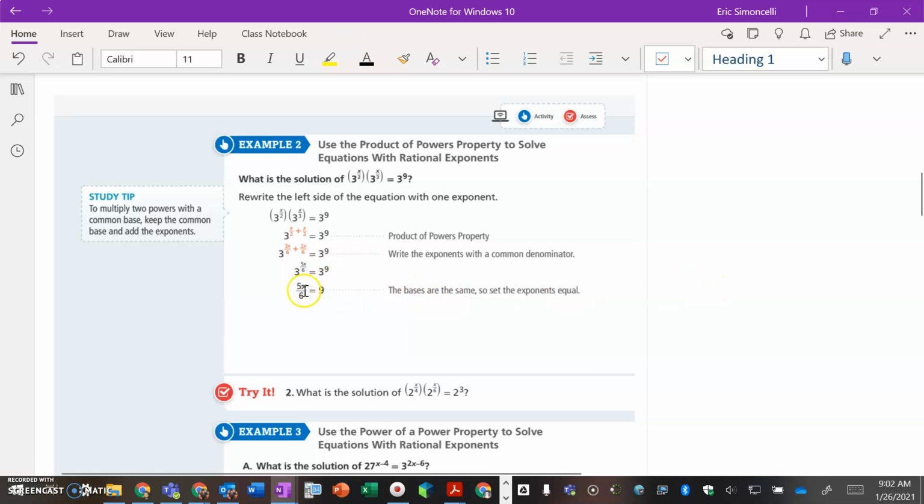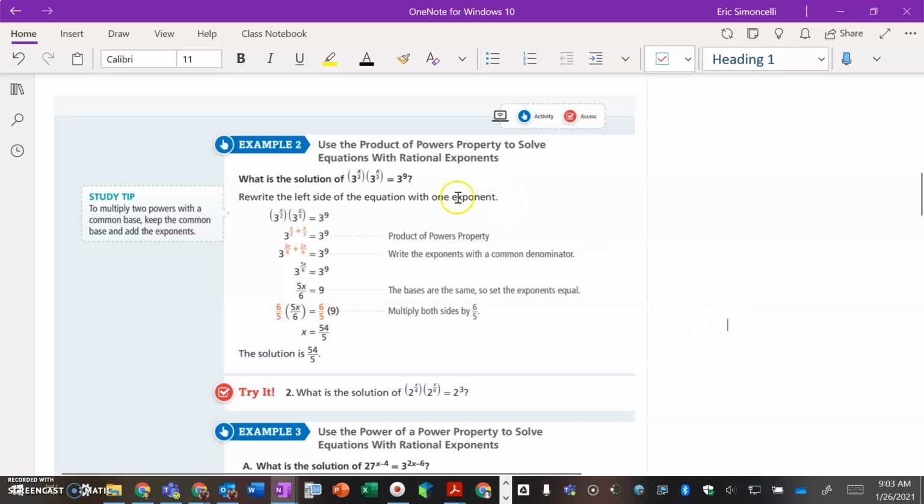So if you take 5x over 6, set it equal to 9. Again, the bases are the same, so set the exponents equal, and we'll simply multiply both sides by 6/5, which is the reciprocal of 5/6, to quote-unquote undo the left side. So 5/6 times 6/5 is in fact 1. So you'll have x on the left side, while 6/5 times 9 is 54/5. And that is, in fact, our final answer, the solution of 54/5.